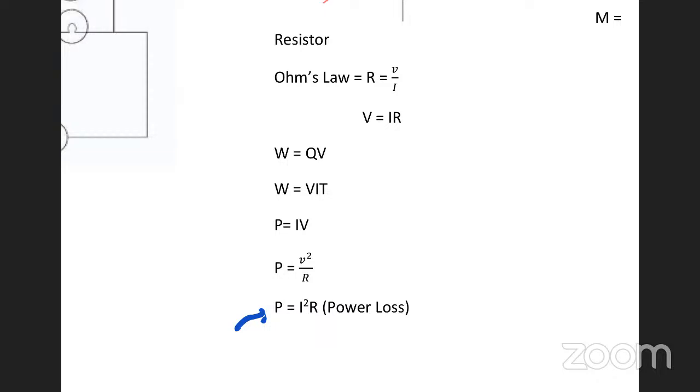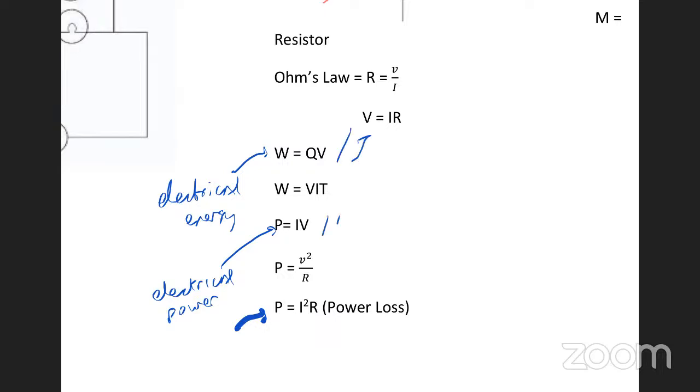Okay, nice. Please remember what this W is. What is that W called? That W is electrical energy. This P is electrical power. Remember the SI unit for energy is joules, and for power it is watts, right?